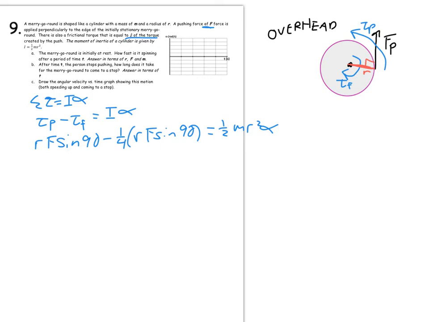Our r's can cancel out here, and one of the r's from this term can cancel out. Sine of 90 is just 1, so that goes away as well. And so what we're left with is F minus 1/4 F, which is really 3/4 F, is equal to 1/2 m r alpha. And when we solve for alpha here, we get that our alpha is equal to 3F over 2mr.